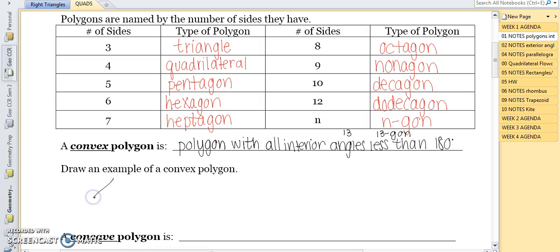So I'm just going to draw some lines and make sure they're connected. So we have 1, 2, 3, 4, 5-sided figure, and as we know from when we're naming these, a 5-sided polygon is called a pentagon.